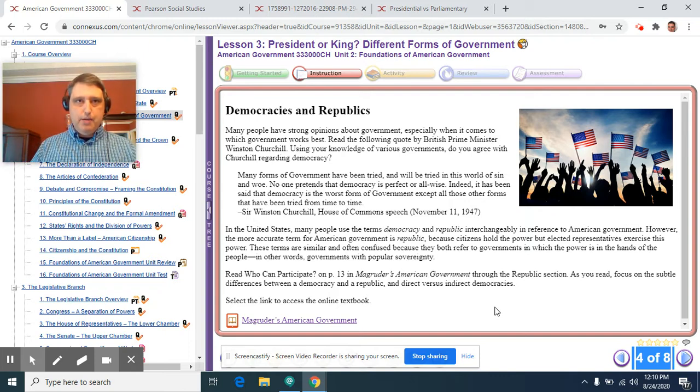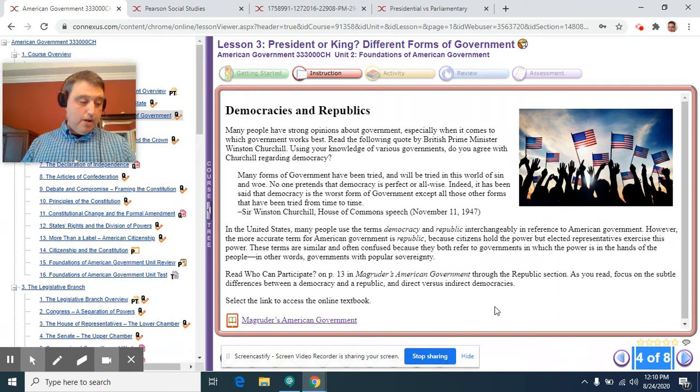Instead, we have representatives. We elect people to serve in Congress, to serve in the Senate, to serve in the House of Representatives, to go and make our decisions for us. We call that a representative democracy. Another term for that is a republic. Okay, and specifically, the United States is a democratic republic, meaning that it was a republic with democracy elements. The representatives are elected by the people.